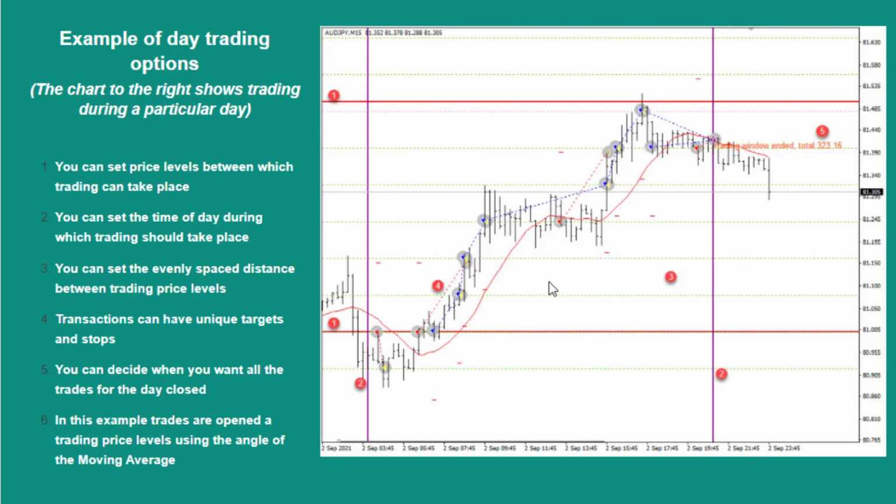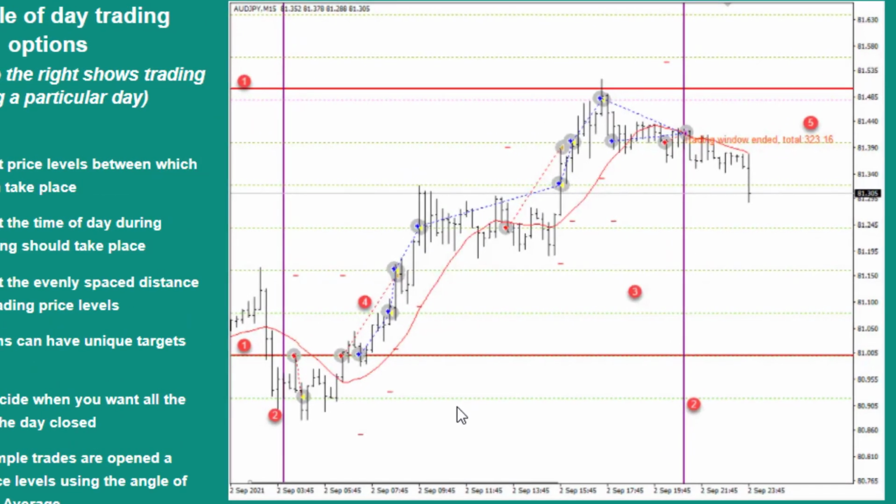Then you can set price levels, an upper level and a lower level, and the EA will not open deals below or above those particular levels. So that helps you a lot with your day trading strategies. Now, this EA trades on price levels, and it's evenly distributed price levels. So you can see these light green lines are the transaction price levels. So there they are. There's one, there's one, there's one, and only on those lines do transactions take place.